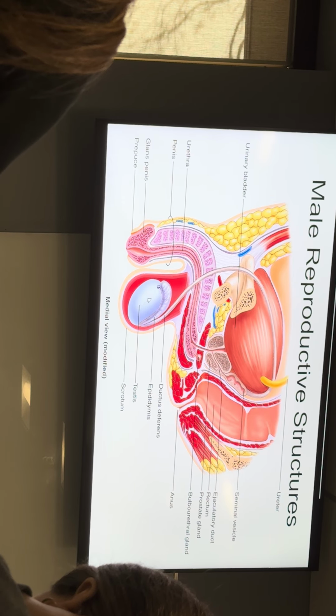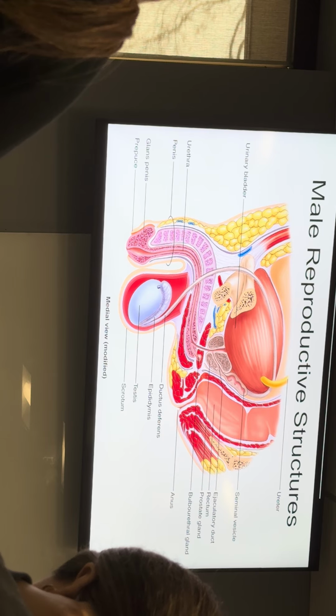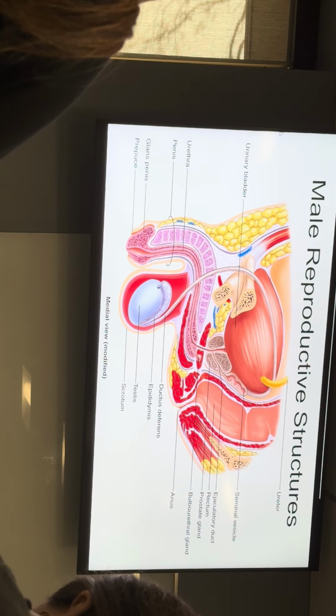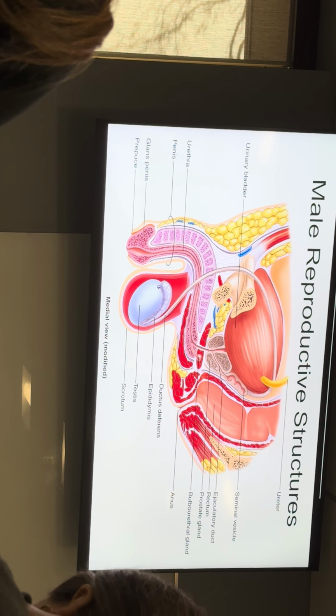Then sperm go into the epididymis here on top of the testicle. The epididymis is where sperm are stored for a couple of days, like one or two days, where they get a chance to mature. When they mature, they become more motile, or more movable, and their flagella whip around more, so they can swim up the vagina, the uterus, and the fallopian tube.